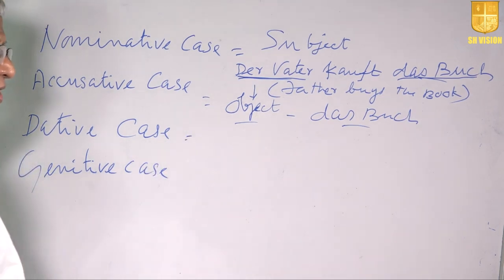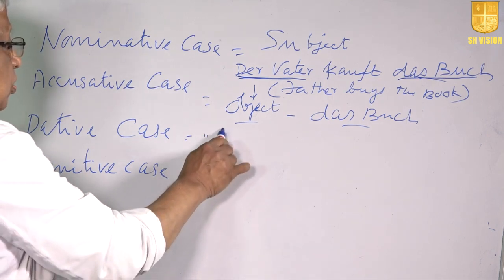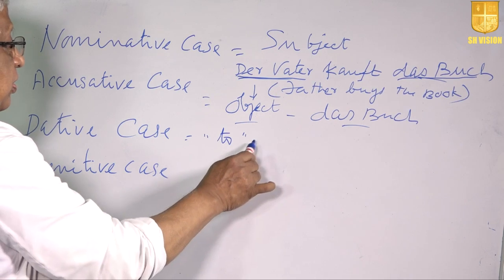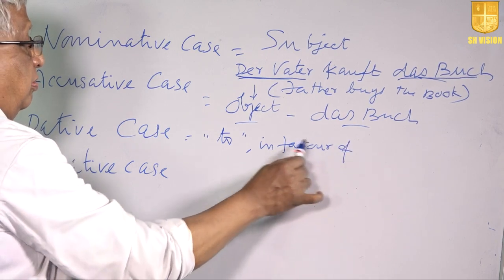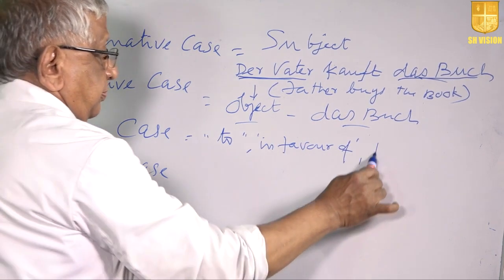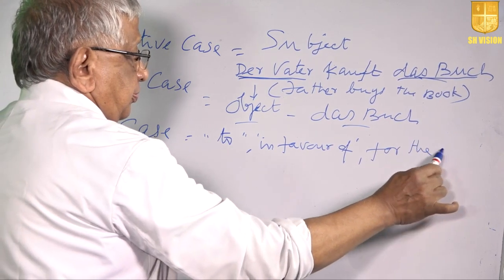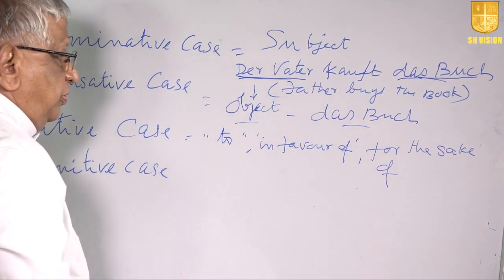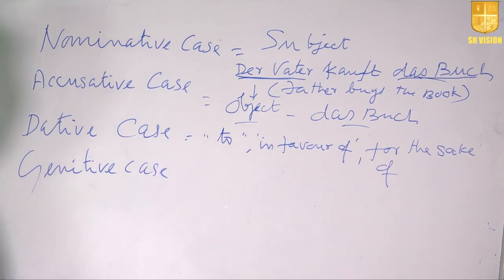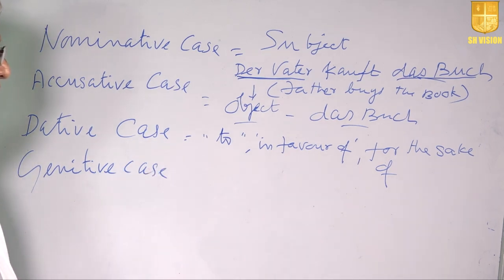Dative case expresses the meaning to, or in favor of, or for the sake of. This type of meaning. For example, I give a book to the boy. That boy, to the boy, should be in dative case, or in favor of, or for the sake of. So the sense of these things is expressed by dative case.